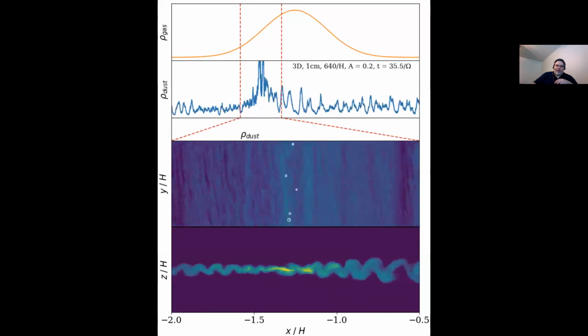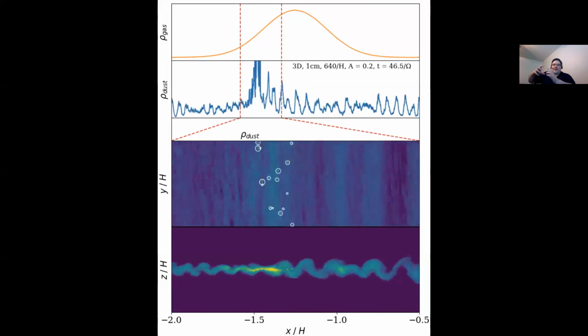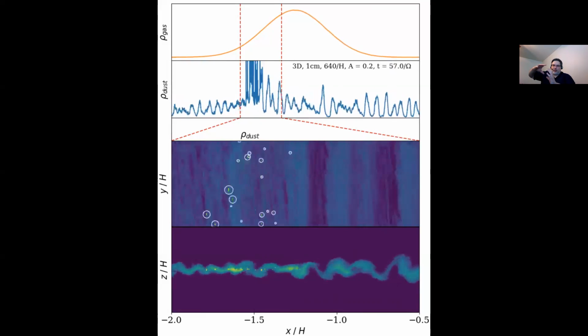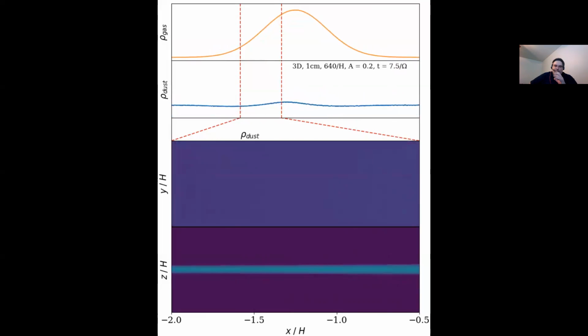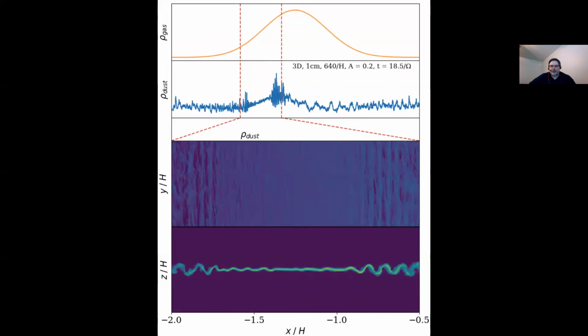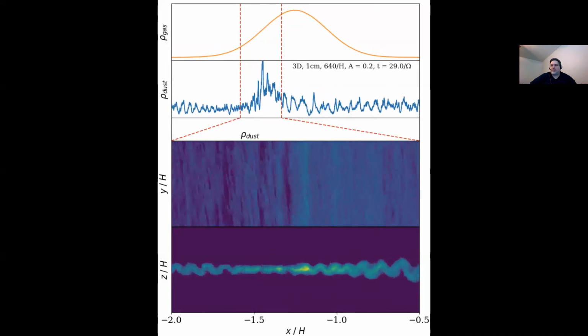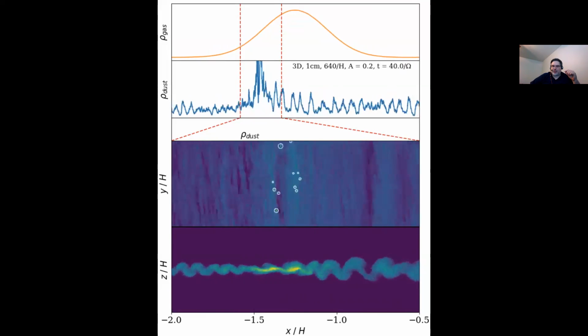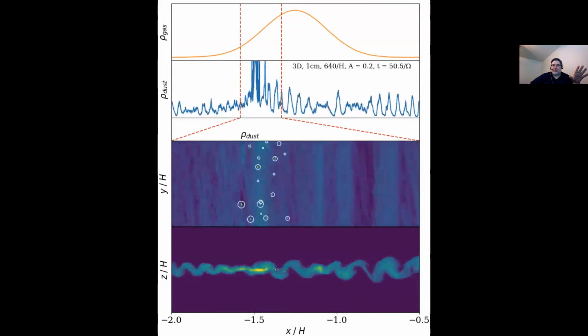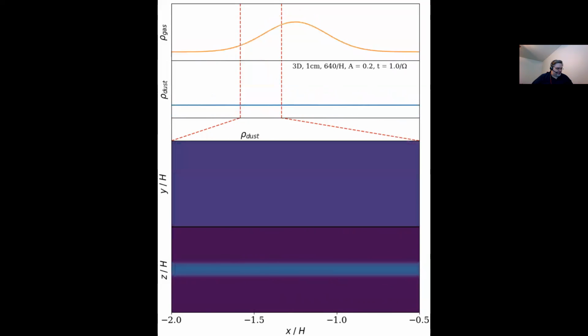So in the second to last plot, I have circled the planetesimals in those white circles. Those correspond to regions that are many times larger than the Roche density and that are well inside the region of gravitational collapse.